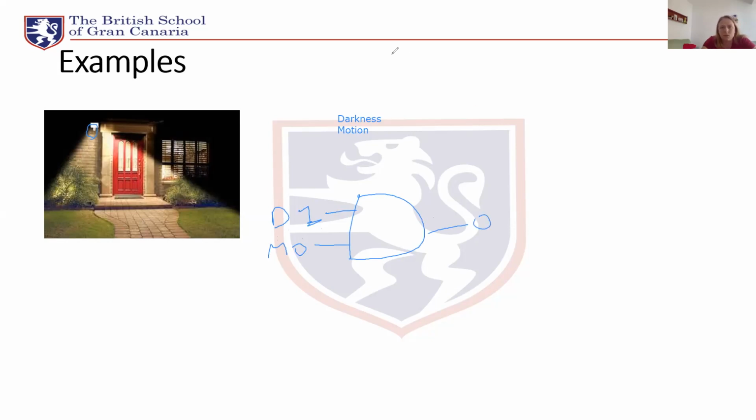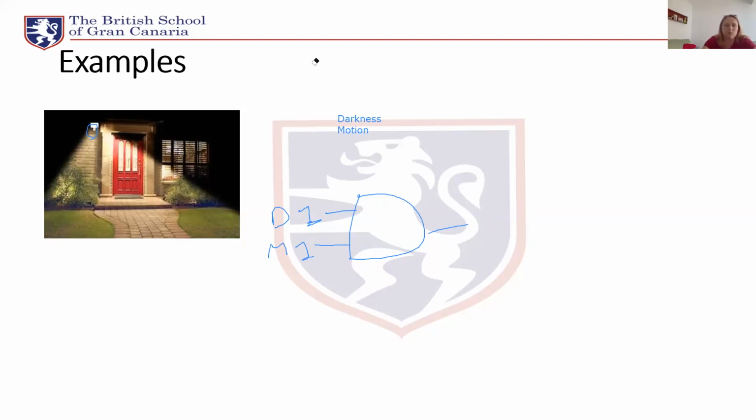But then someone comes walking by, could be a friend, could be a burglar, could be anybody. So it could even be a fox, for example. So then if it detects motion, then the outcome is going to be 1, okay?